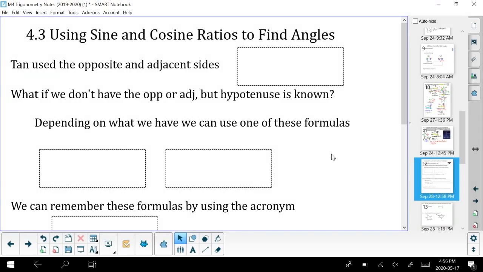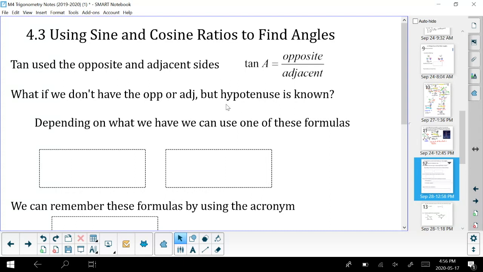This is part 2 of the lesson for the M4 trigonometry outcome. In the previous lesson, we talked about the tangent ratio, where we use the opposite and the adjacent sides. Now, if we don't have the opposite and the adjacent sides, we might have the hypotenuse. We didn't ignore it on purpose in the last lesson, we just happened to not use it.